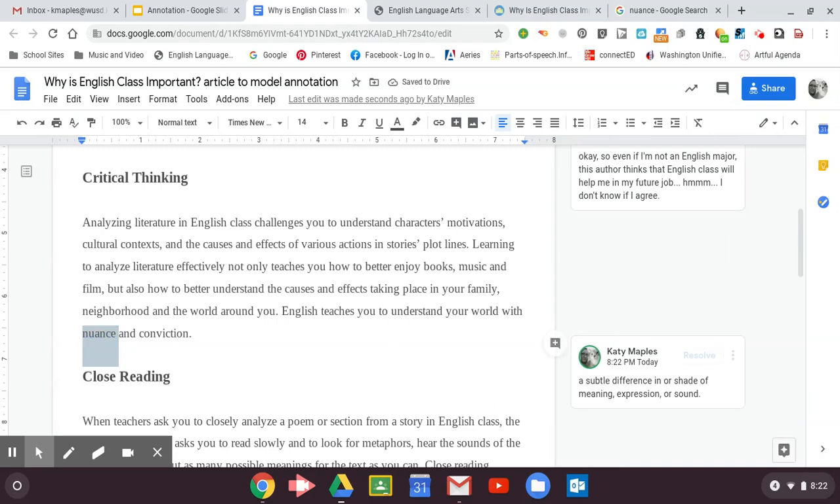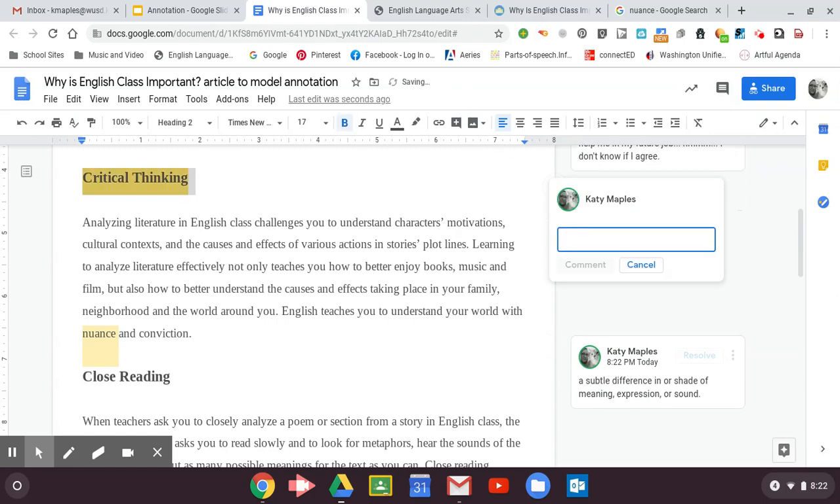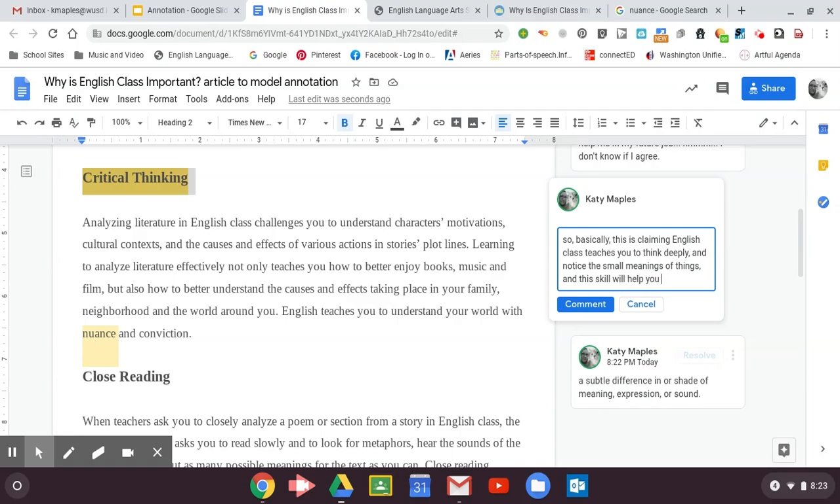And then I think a summary of this paragraph would be helpful. So I'm just going to highlight the whole critical thinking subheading and summarize what I think this is saying. Basically, this is claiming English class teaches you to think deeply and notice the small meanings of things, and this skill will help you in all parts of life.